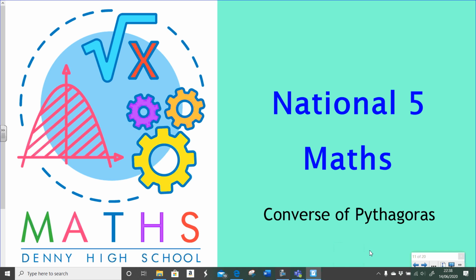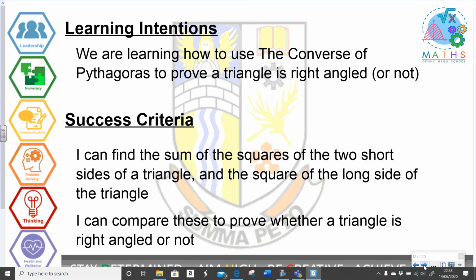This is a National 5 Maths video and looks at the converse of Pythagoras. So we are learning how to use the converse of Pythagoras to prove a triangle is right-angled or not. We will be successful if we can find the sum of the squares of the two short sides of a triangle and the square of the long side of the triangle, and then compare these to prove whether the triangle is right-angled or not.